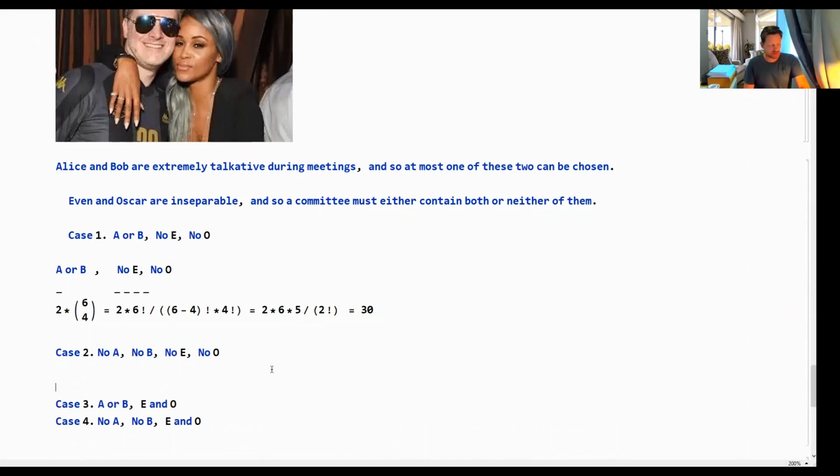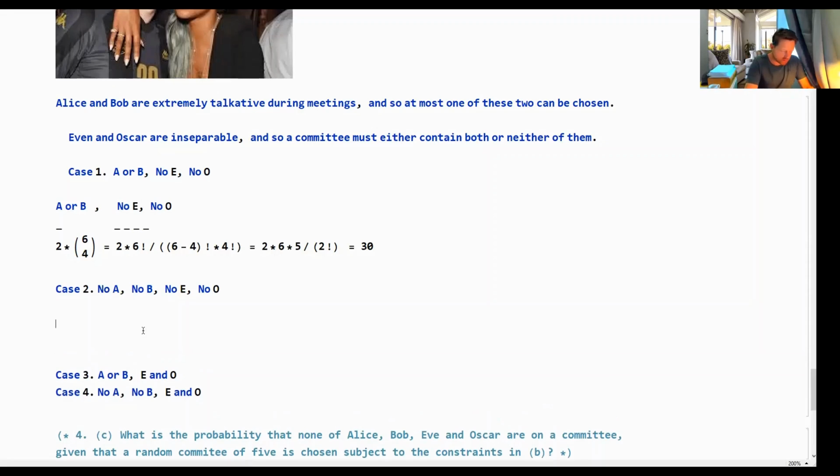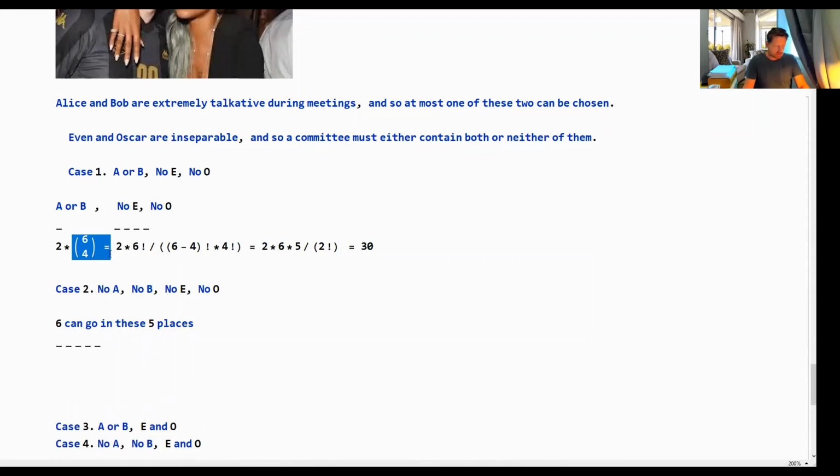Okay, so let's move on now to case 2. In case 2, we have neither Alice nor Bob, and we have no Eve and no Oscar. So this time we have 5 places still, and how many can go in? Well, 6 can go in these 5 places because we're taking out Alice, Bob, Eve, and Oscar. Given that, again, this is a binomial symbol, so choose, but this time it's 6 choose 5.